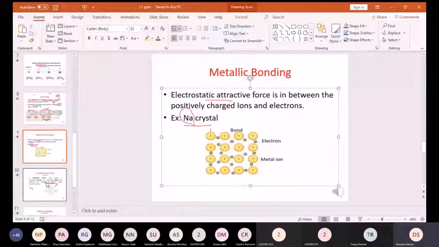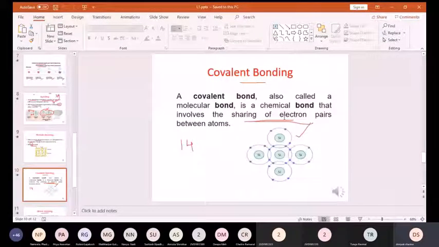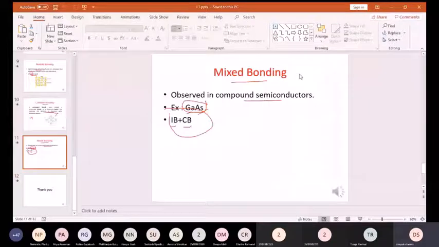Finally, we went towards covalent bonding, where there is sharing of electrons, right? And it is called a molecular bond. And we just came to know that the covalent bonding is the weakest type of bonding. Then we also saw a mixed type of bonding, wherein we can have ionic bonding and covalent bonding in some materials like gallium arsenide and so on.